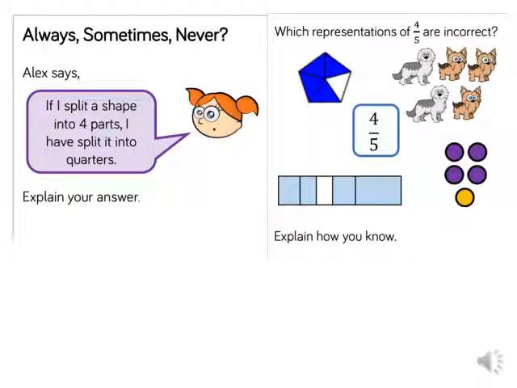Okay, then finally, if you're feeling like you really want to challenge yourself, we've got 2 word problems to have a look at today. So for this one, Alex says, if I split a shape into 4 parts, I've split it into quarters. Is this always true, sometimes true, or never true? Okay, and then which representations of 4/5 are incorrect? So which of these images are not showing 4/5? And then you've got to explain how you know.